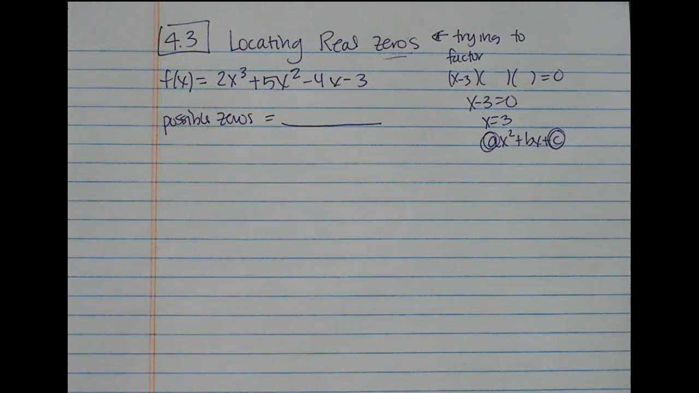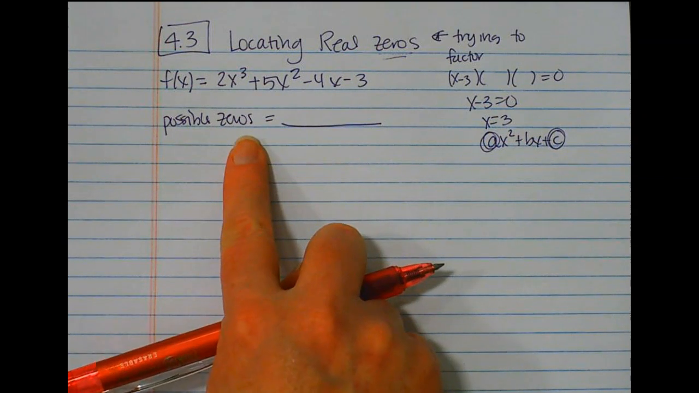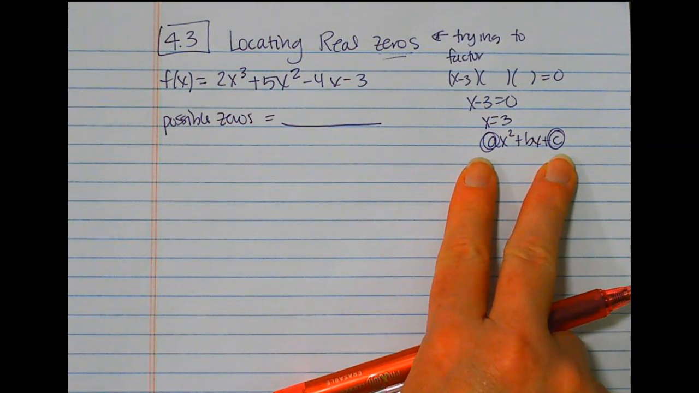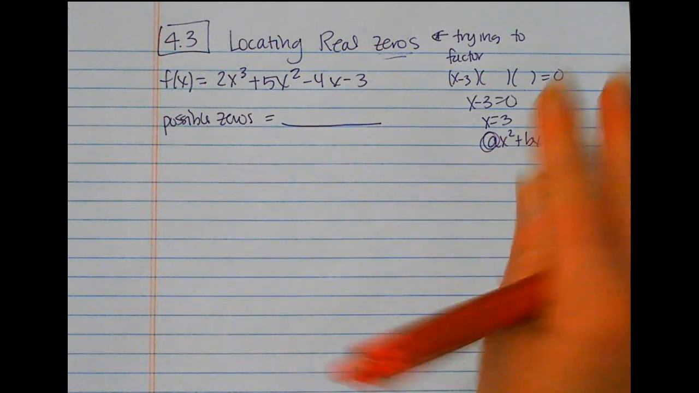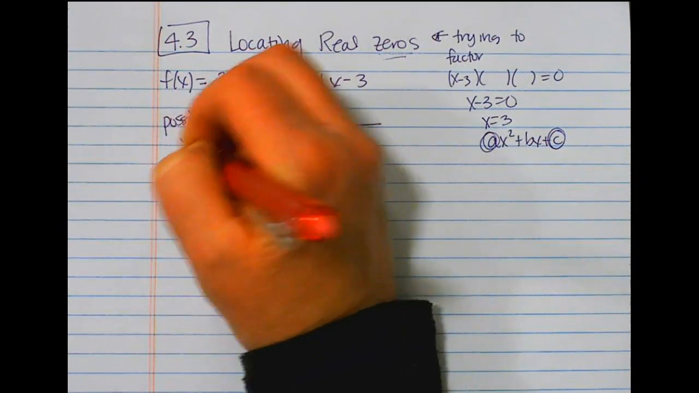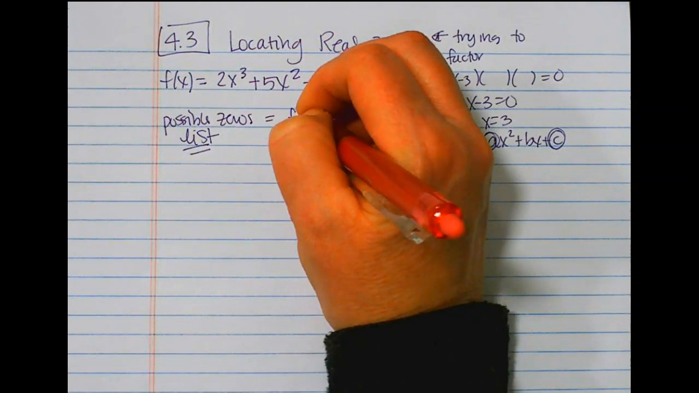Well, now that we're going to see some more difficult examples, we're going to need to make a list of possible zeros, use synthetic division to see what works, and then factor from there. So the possible zeros come from this idea. We're going to make a list. So this is a list of the factors of the constant.